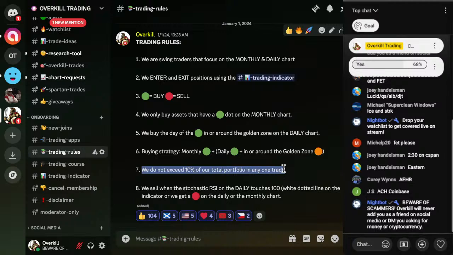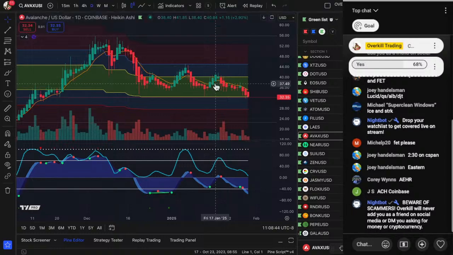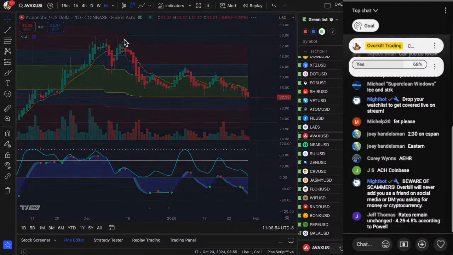We do not exceed 10% of our total portfolio in any one trade. If you have a $1,000 portfolio, 10% of that is $100. So you never want to exceed 10% on any one trade on one of these daily dots. If I have a $10,000 portfolio, I only want to put in $1,000 on this dot, max. I like to use 2.5%. I like to use 5%. I like to average into the position.